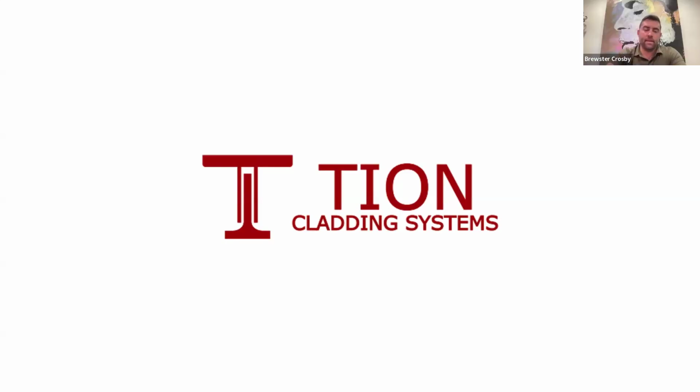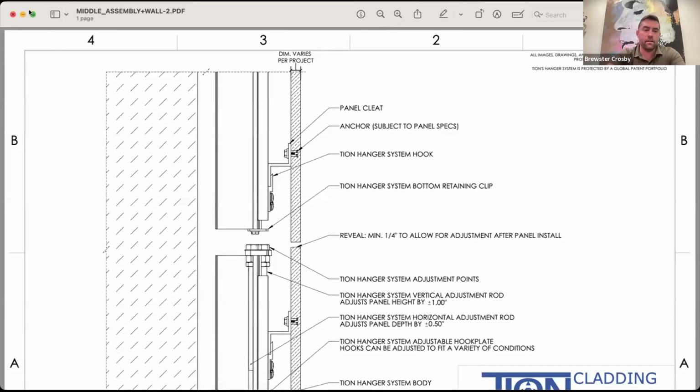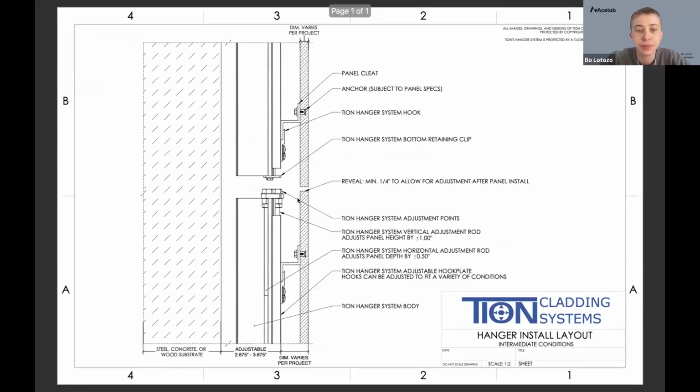So to piggyback on that, let me share my screen real quick if I can. Can you see this okay? Yep. So basically, the way we design our hangers, you can see this is a view of the bottom of a hanger and then the top of another hanger. We work with the panel manufacturer to make sure that the panels are perfectly aligned with our hangers so that what we have here is our top cap, and these are our adjustment bolts right here.